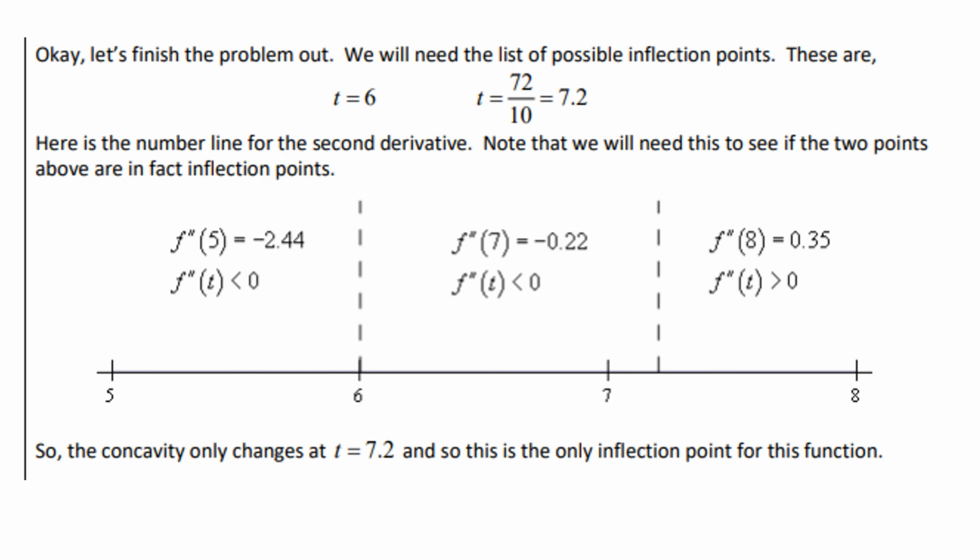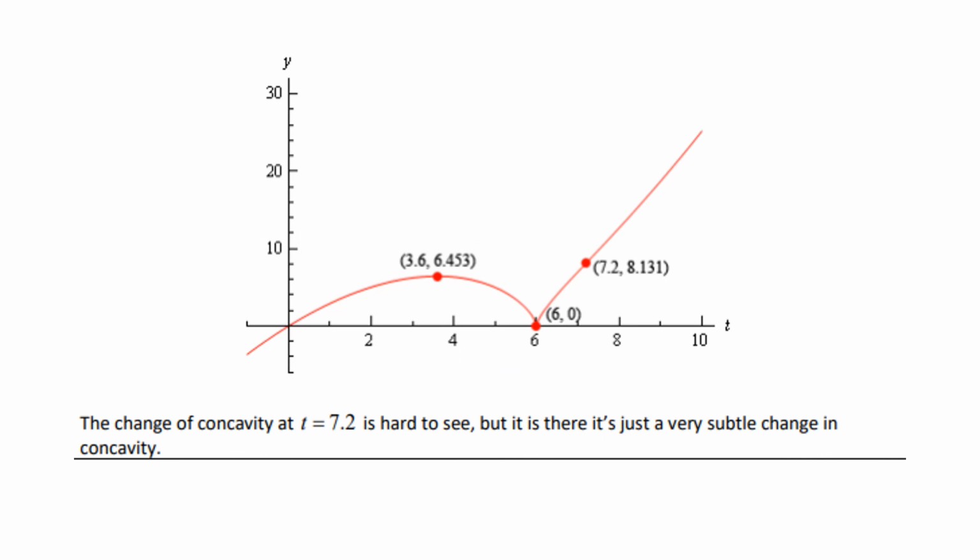And I will be asking you to find inflection points. And so here's the graph, and you see that we have really a cusp at the point 6, 0. And we should note that the change in concavity at t equals 7.2 is hard to see, but it's just subtle.